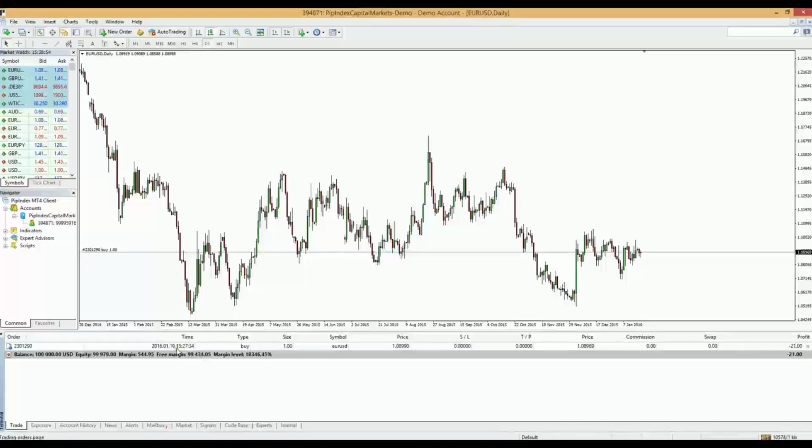You have some nice information, guys, also about the time that the order was placed, the size, which is the lot size, the price, the stop loss, take profit, etc. What I want to understand here, guys, is one thing from your perspective. Does everybody understand at this time the concept of lot size?